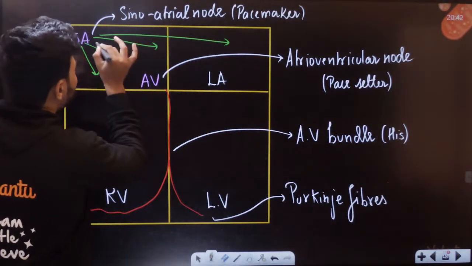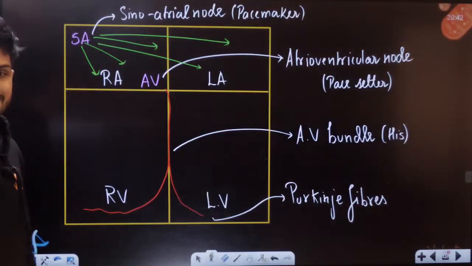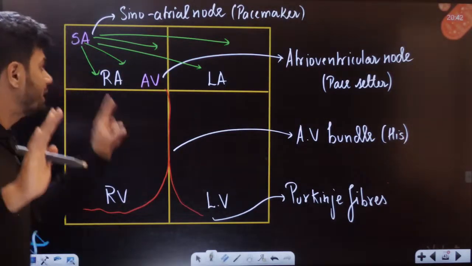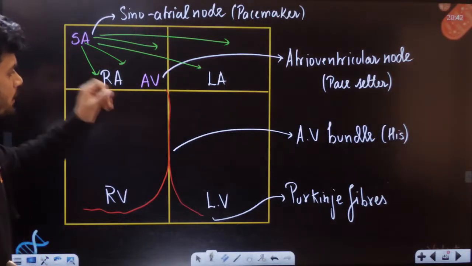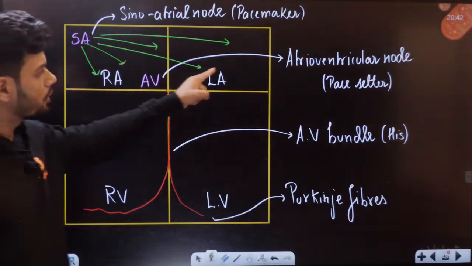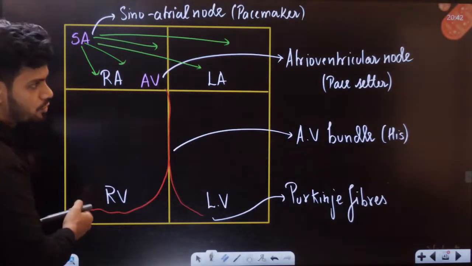This SA node is sending the signal to the entire atria, only in atria. What is SA? Sinoatrial node, also called the pacemaker. Then here we have the AV node. The AV node is called the atrioventricular node because it is present somewhere here towards the ventricle side also, the pacesetter.